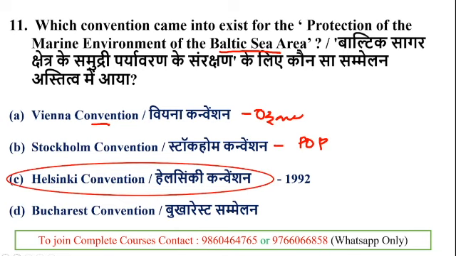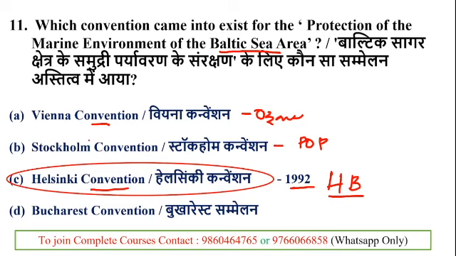The Helsinki Convention is related with the protection of the marine environment of the Baltic Sea area. Clear? It was formed in 1992, and it is one of the conventions related with the marine environment. Simply relate H for HB, the HB pencil. You can remember the name HB: Helsinki Convention for the Baltic Sea area.